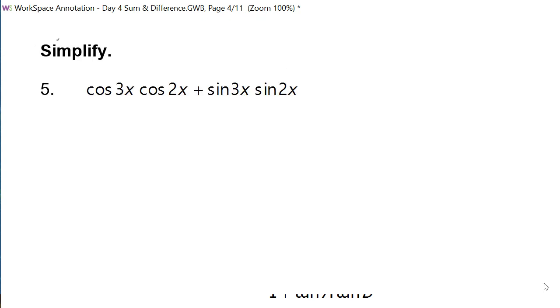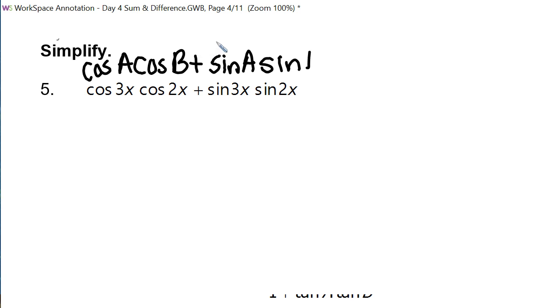Now for the back page. Oh, page 1. So here's page 2. Now, we need to see which formula this one looks like. So notice for number 5, we have cosine of angle A, cosine of angle B, plus sine of angle A times sine of angle B. So which formula does that look like? That looks like cosine of A plus B or A minus B. Notice we have a plus sign right here. So would this be cosine of A plus B or cosine of A minus B? A minus B. So this is cosine of A minus B.